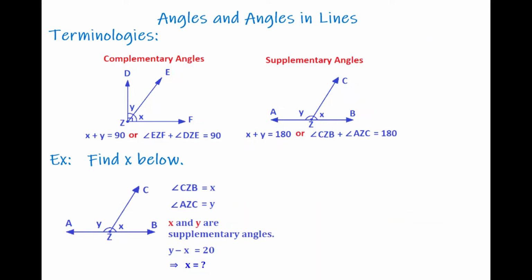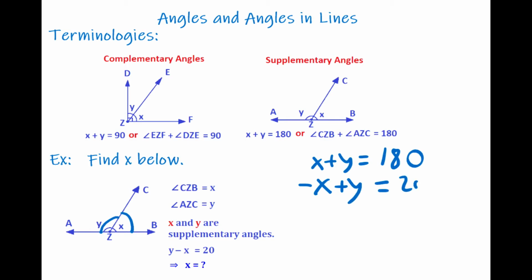And we have another question, guys. This is angle x and this is angle y, and x and y are supplementary angles. That means, guys, x plus y should be equal to 180. And we are given another relation as y minus x is equal to 20. I'm going to just write it as negative x plus y is equal to 20, guys. And then we have two linear equations. Actually, this is a system of linear equations with two variables.